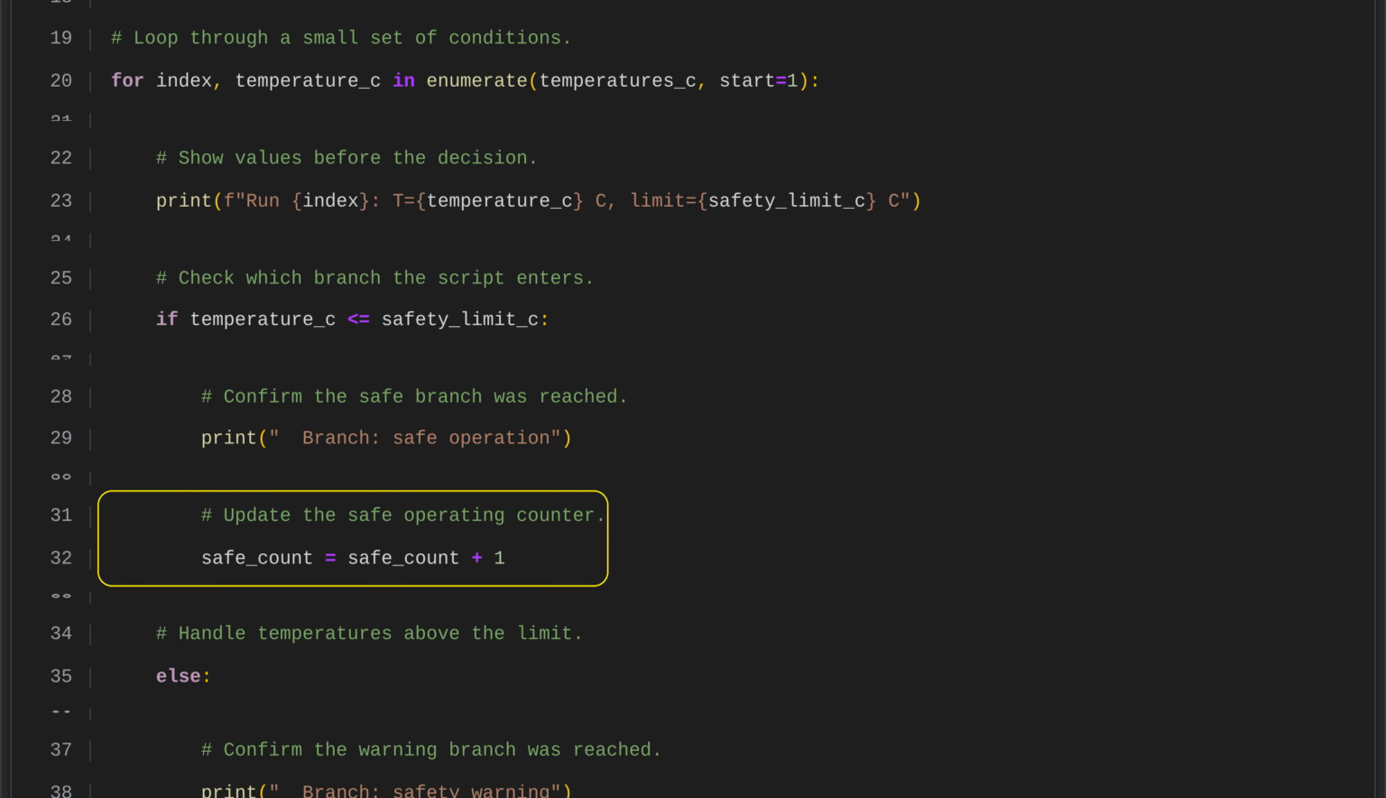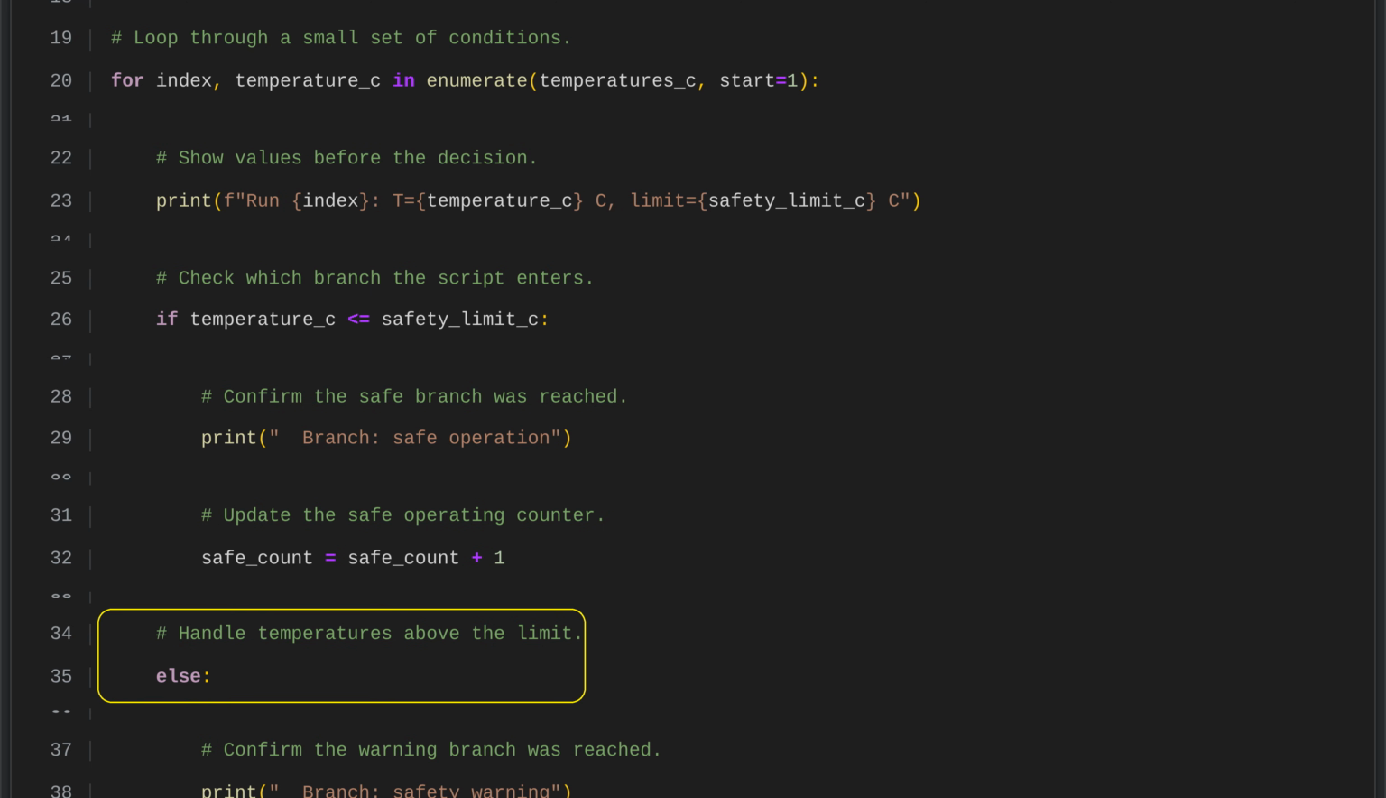This line increases the safe count by 1 whenever a temperature is within the safety limit. It helps track how many operating points are safe for the reactor. When the temperature rises above the safety limit, the program enters the safety warning branch. This shows the reactor is beyond the safe threshold, and the printed message confirms that the potentially unsafe condition has been detected.